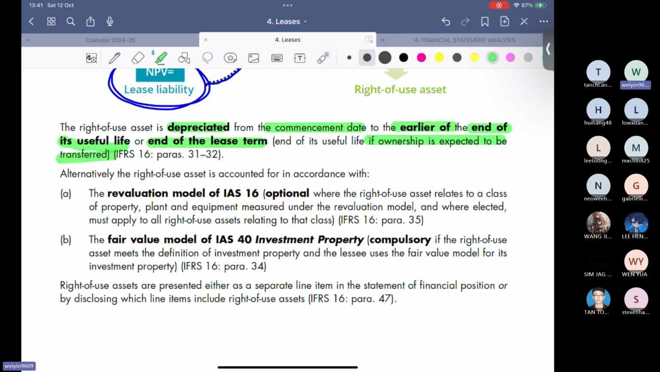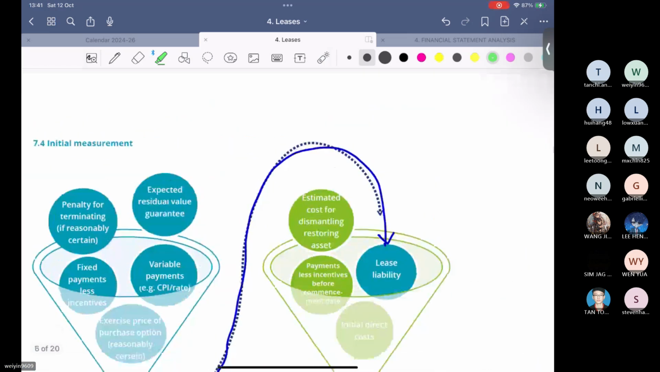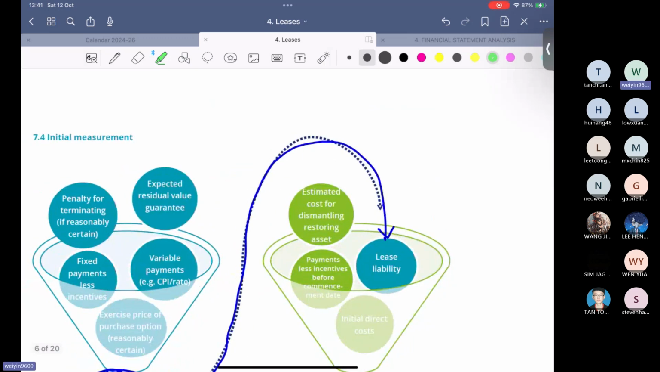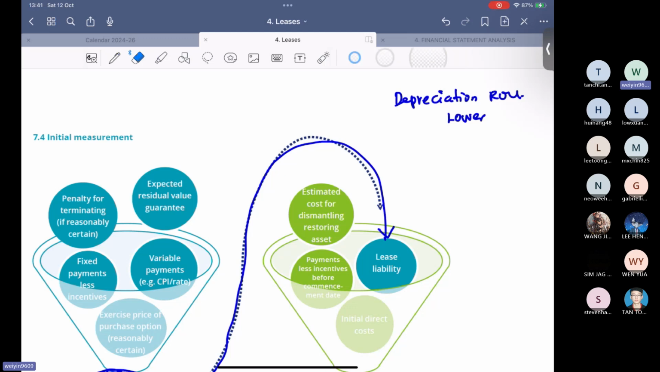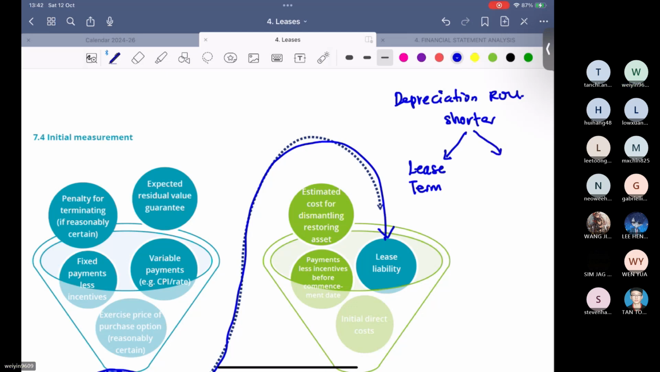So what does it mean? Meaning that if you go for the depreciation of your ROU asset, you will choose the lower of, or here we call it earlier, or shorter. Sorry, choose the right word, use the right word so that you can remember. The shorter of lease term, and second one, useful life.